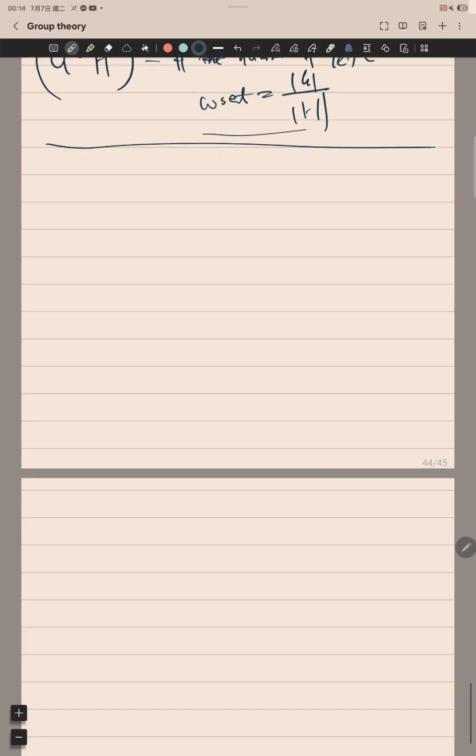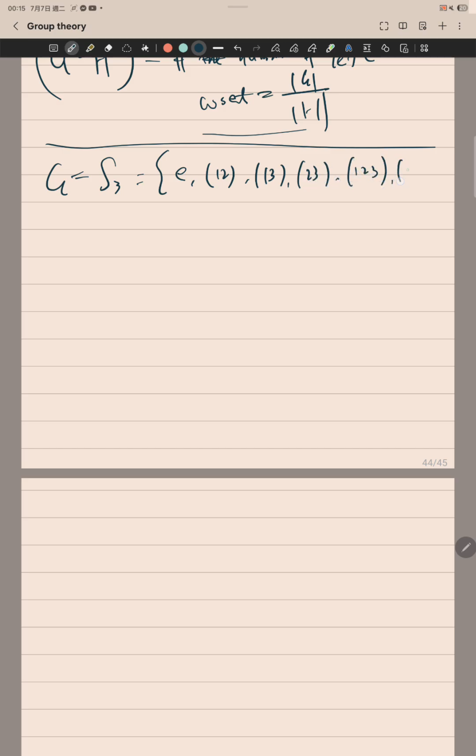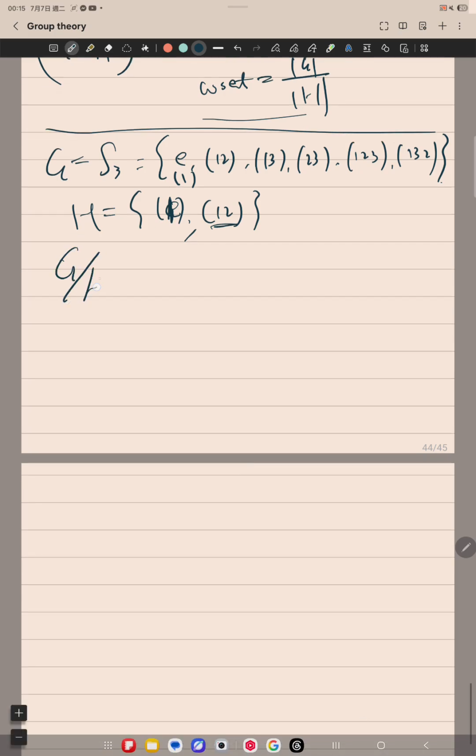Maybe we work on one example. Let's try a very simple example. So I consider G to be S3, so it's the identity, (1 2), (1 3), and so on. Okay, so this is G. I'll consider H to be, let's say, the identity and (1 2). So this is a subgroup because (1 2) squared is the identity. Okay, so I can compute the left cosets, G quotient H.